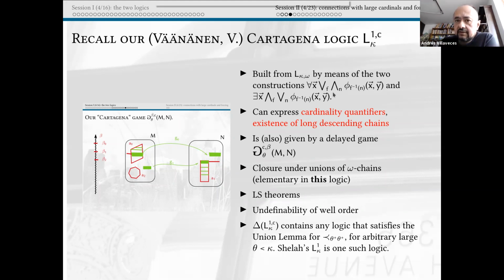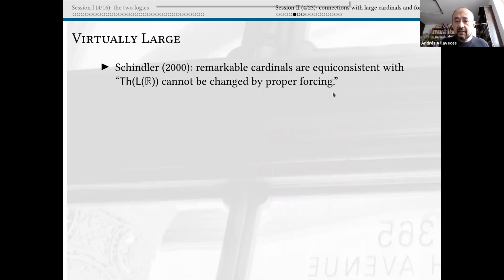So we have these two. This is the review of last time. Very quick review. I hope it makes some sense. We will come back to these logics, but now we start our new stuff here, speaking a little bit about virtually large cardinals first, and some of the topics that I promised in the first slide.